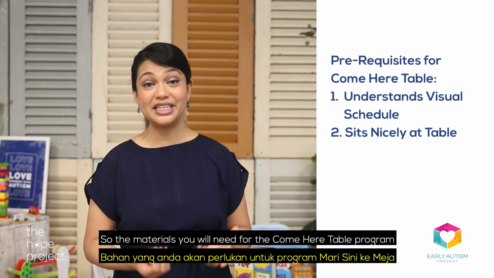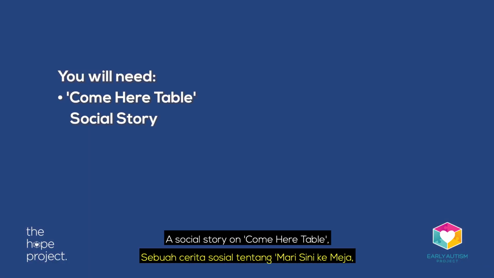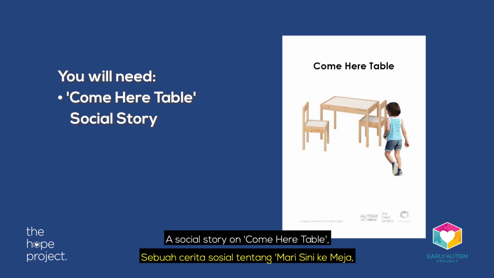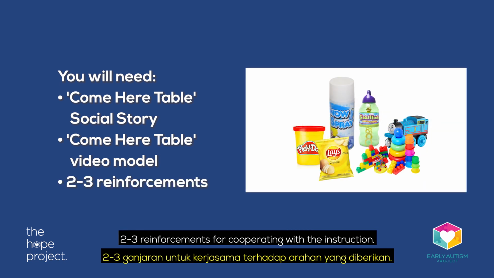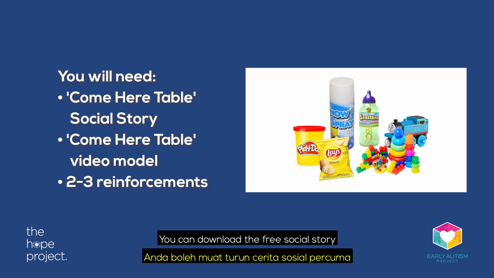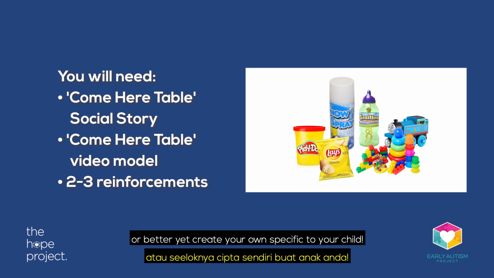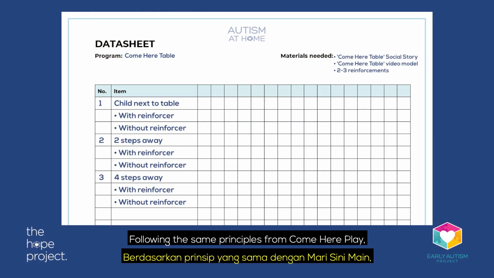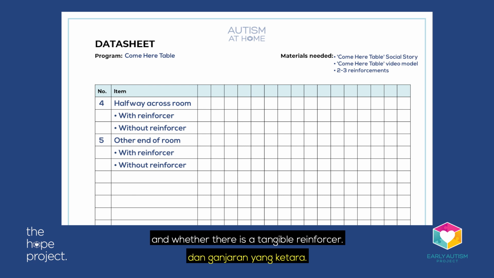So the materials you will need for the "Come Here" table program are similar to that of "Come Here" play: a social story on "Come Here" table, a video model on how this looks, and again, 2 to 3 reinforcements for cooperating with the instruction. You can download the free social story as well as the video model in our Autism at Home article, or better yet, create your own specific to your child. Following the same principles from "Come Here" play, we are breaking down "Come Here" table by distance and whether there is a tangible reinforcer.